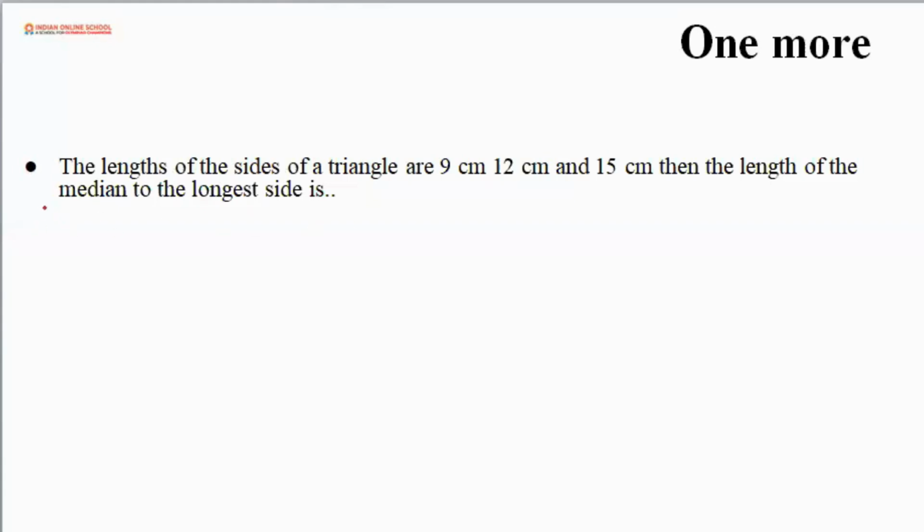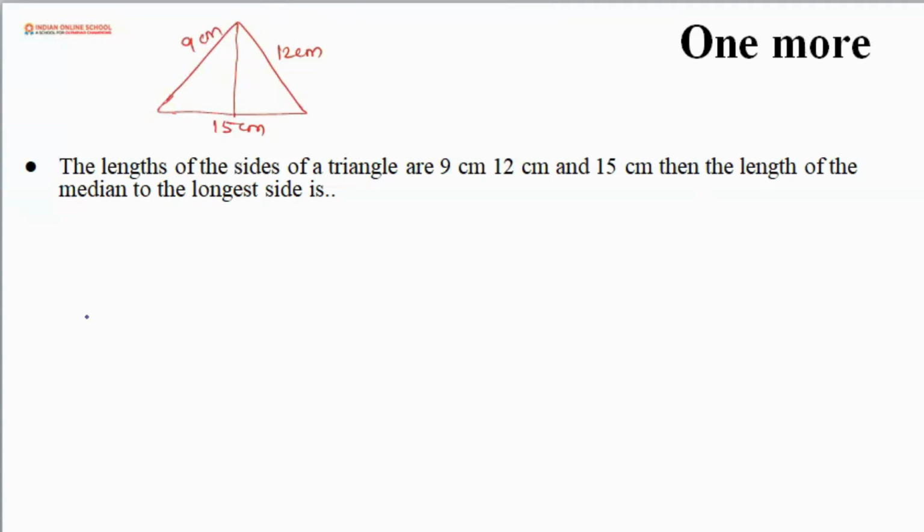So the lengths of the sides of the triangle are given to us. Suppose this is the triangle. The lengths given to us are 9 centimeter, 12 centimeter, and 15 centimeter. The question is asking us to figure out the length of the median to the longest side, and the longest side is 15 centimeter only. When we draw the median here like this, the question is asking about the length of this median. How can we do this?